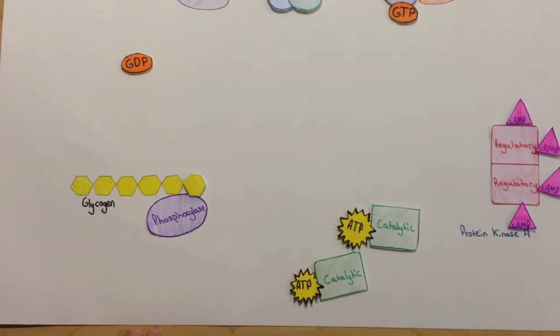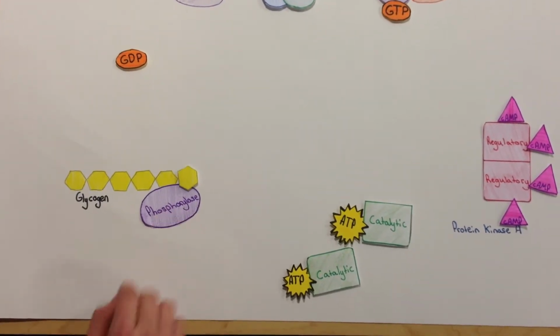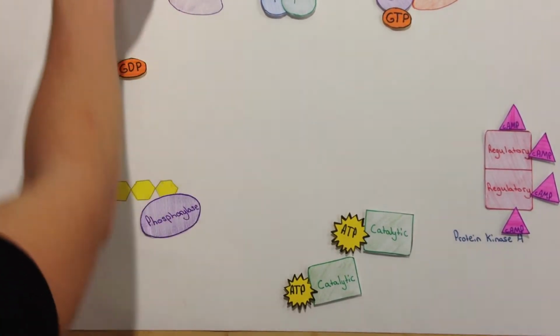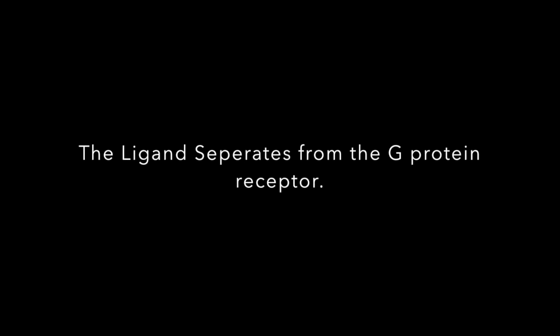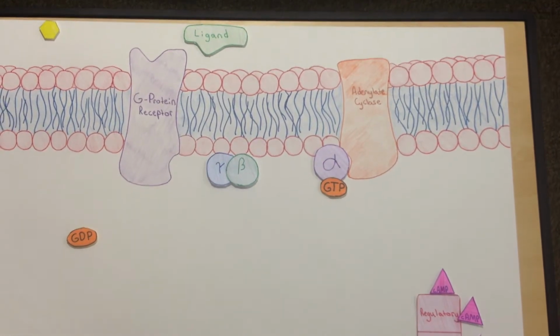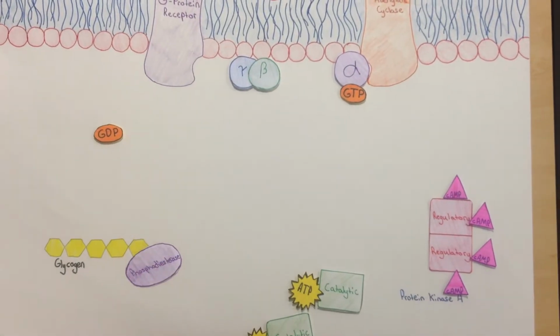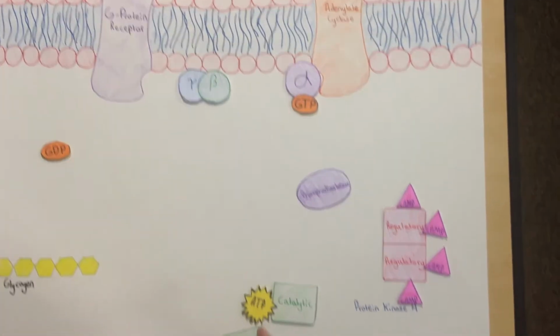Phosphorylase can then react with other molecules in the cell, such as glycogen. When phosphorylase reacts with glycogen, it sends glycogen out of the cell. Glycogen is disengaged from the G protein receptor. Phosphodiesterase is released to get rid of any remaining cyclic AMP.